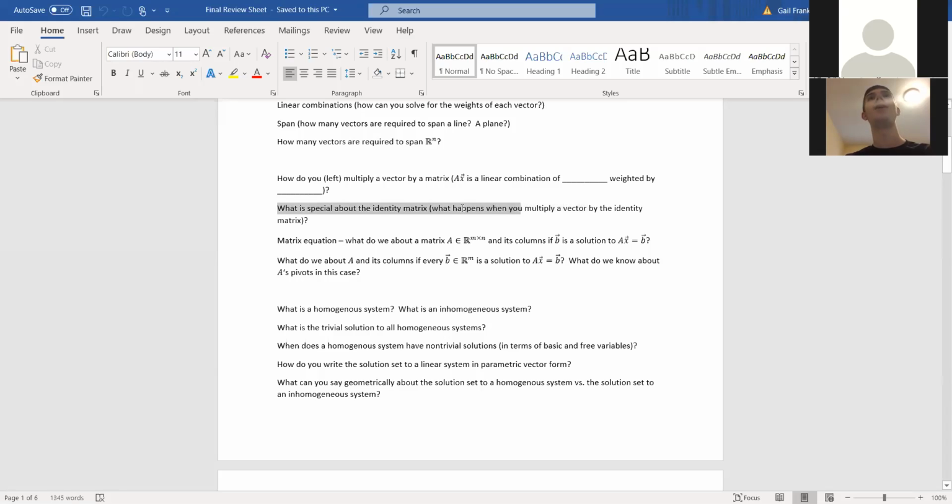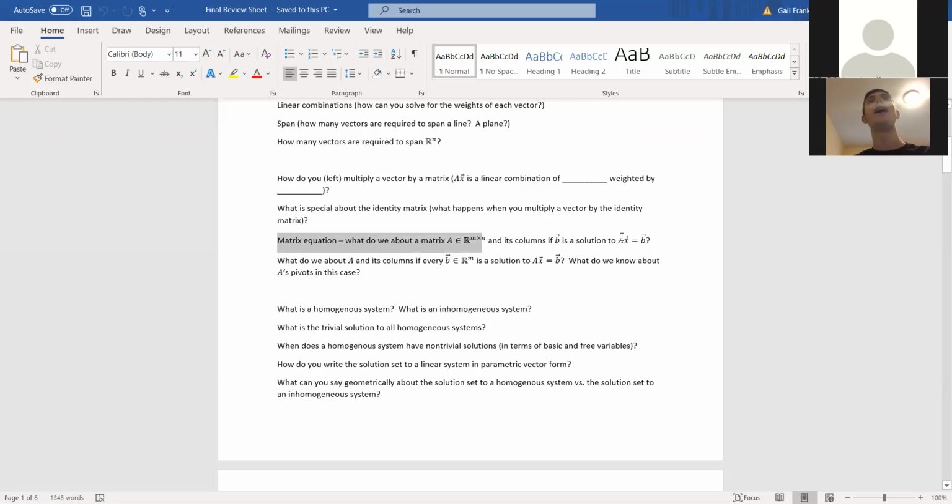Next, what is so special about the identity matrix? Anytime you multiply a vector by the identity matrix, it gives back the vector. And the identity matrix is just ones on the main diagonal, all ones on the main diagonal, zeros everywhere else.